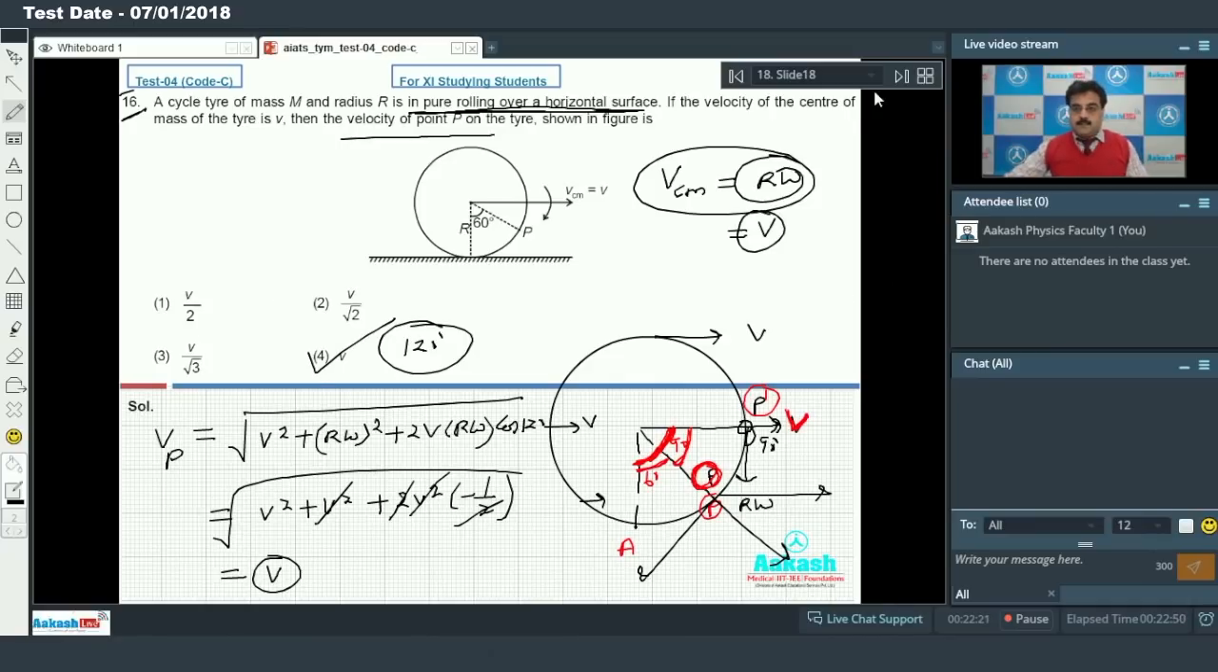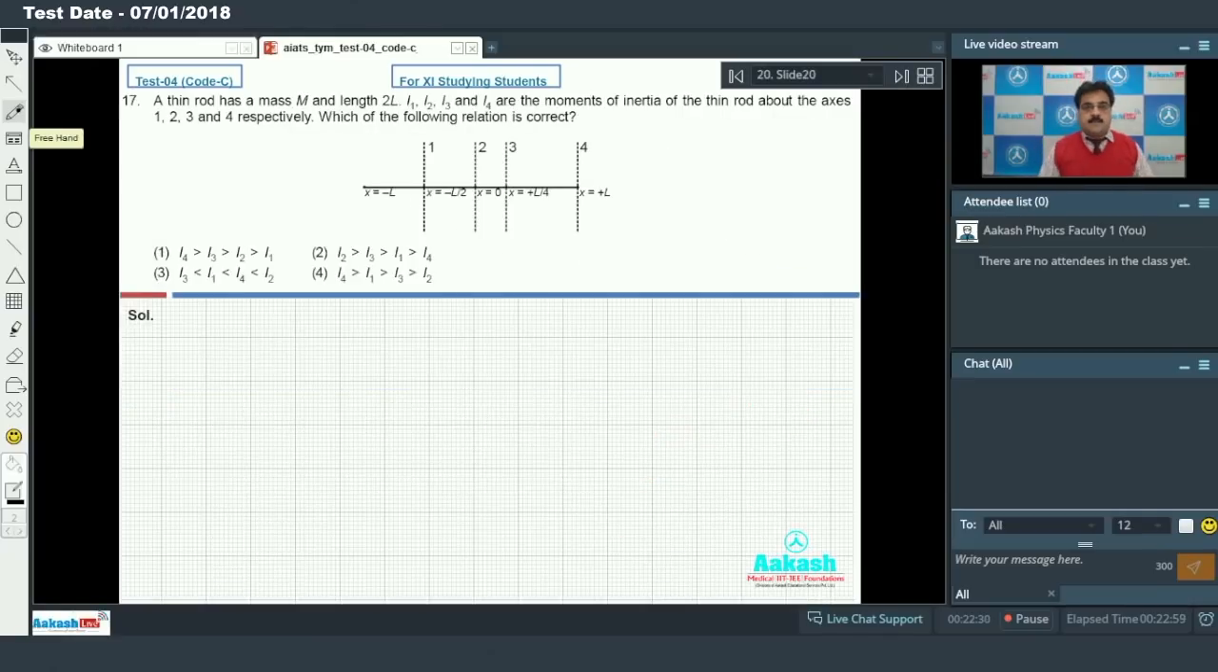Let's move on to question number 17. In question number 17, a thin rod has a mass m, and the total length is 2L, because x0 will be here, so this length is 2L. I1, I2, I3, I4 are the moments of inertia of the thin rod about the axes 1, 2, 3 and 4 respectively. Which of the following relations is correct?